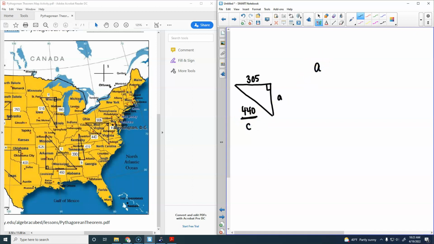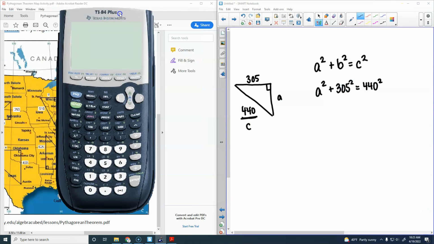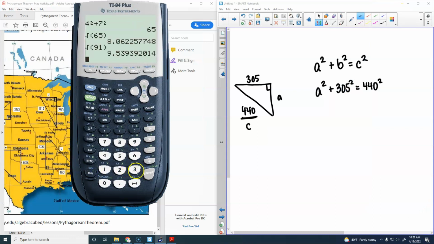When I do A squared plus B squared equals C squared, C has to be at the end. So it's going to be A squared plus 305 squared, or you can do the opposite order, it doesn't matter, is going to equal 440 squared. You're definitely going to need your calculator on this, unless you're a genius.